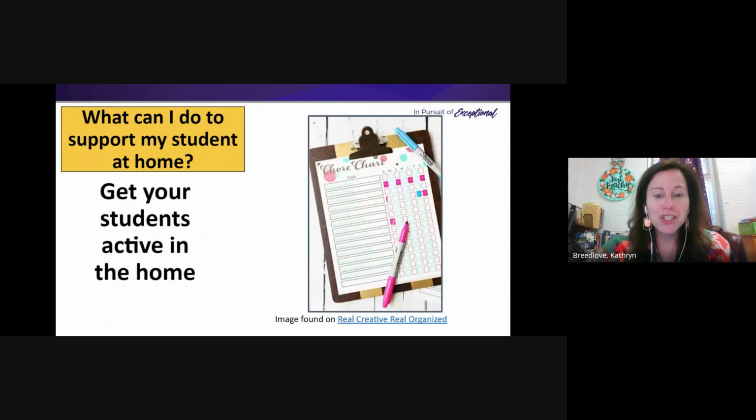Next, get your students active in the home. As adults, we manage a home. We know the complex multitasking that's required. Getting students involved in the home not only relieves us as the adults from some of that stress, but it will also require students to begin thinking about tasks from multiple perspectives.